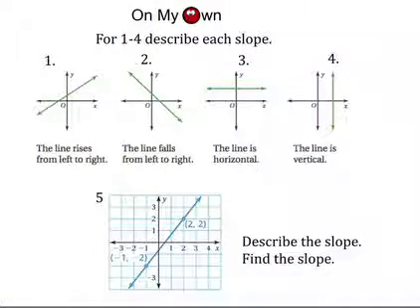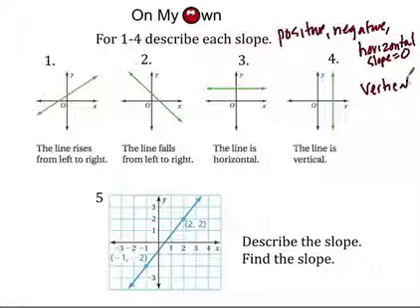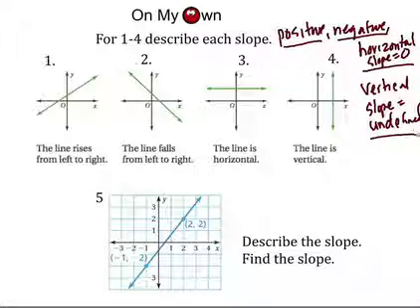And on my own, for problems 1 through 4, describe each slope, meaning positive, negative, horizontal line, that would have a slope of 0. And the last one would be a vertical line, meaning the slope would be undefined. So pick one of those, 1, 2, 3, 4 choices. The last one, describe the slope. So again, one of those 4, and then find the slope.